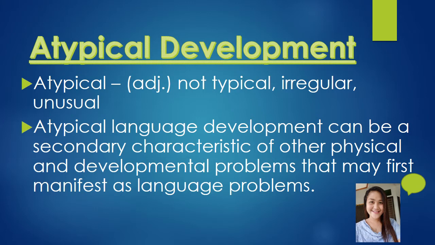And when we say atypical language development, research says that it can be a secondary characteristic of other physical and developmental problems that may first manifest as language problems. This is why it's just vital for parents and teachers to be aware of this condition since it can be attributed to other more serious physical problems of a child.